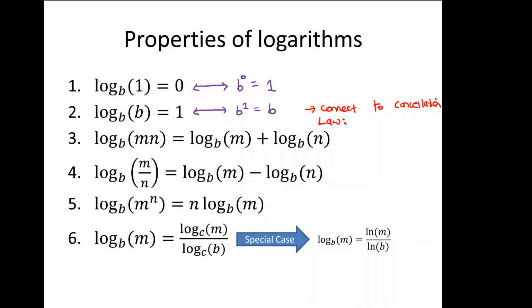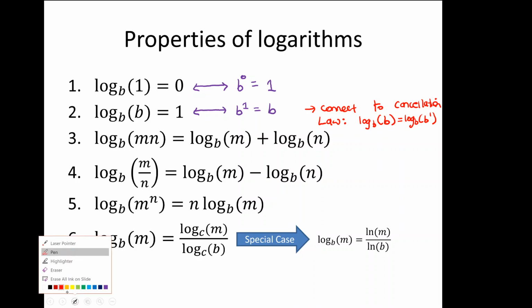How is as follows. Log base b of b equals log base b of b to the power of 1. If we don't have a power on something, we can always put a power of 1 on it. And then the cancellation law gives us our 1.